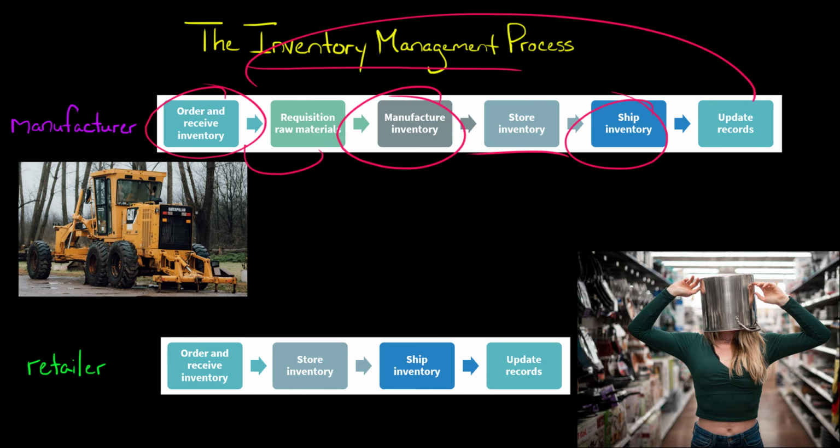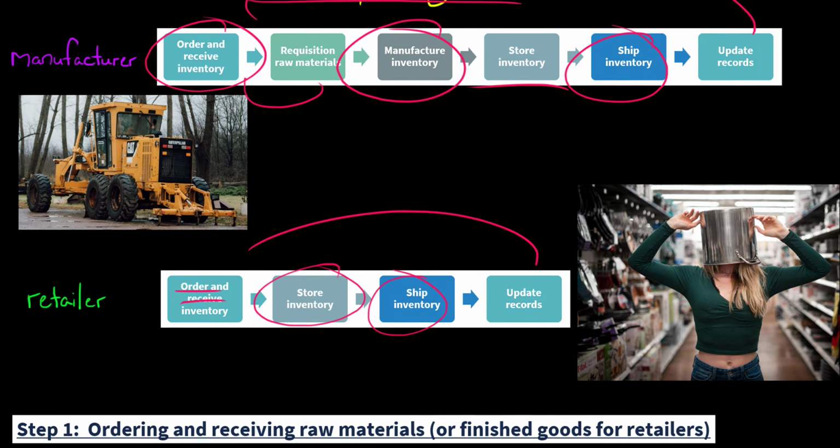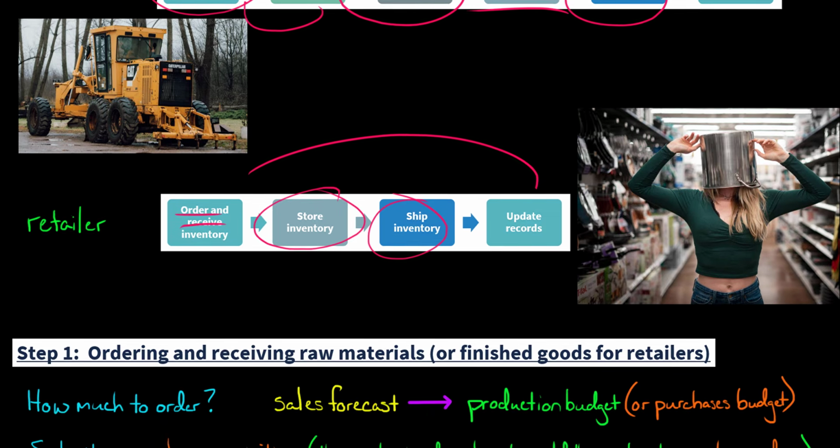Whereas a retailer, they're also going to start out by ordering and receiving the inventory, but remember, they're going to receive inventory that is already finished. They're not going to get raw materials inventory. So they're going to get finished goods. They're going to store the inventory, ultimately ship or deliver it to customers, and again, at all points throughout, they're going to need to make sure that they update the inventory records accordingly. So let's dive into this in more detail, covering each of these steps.